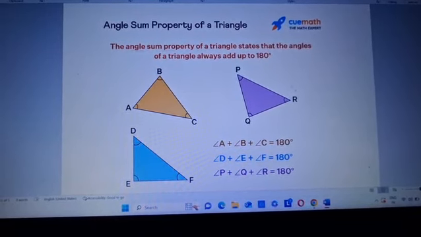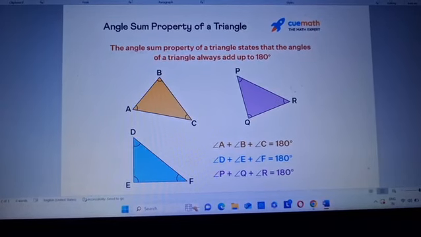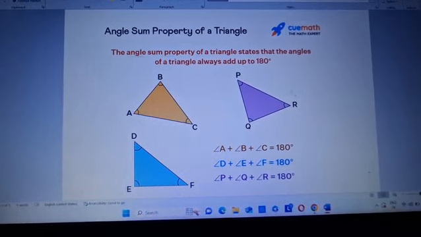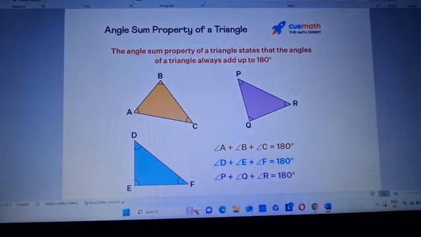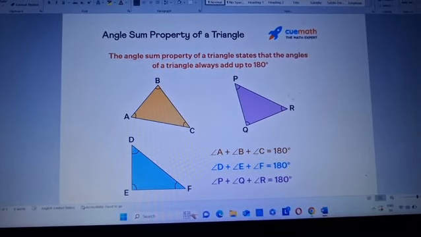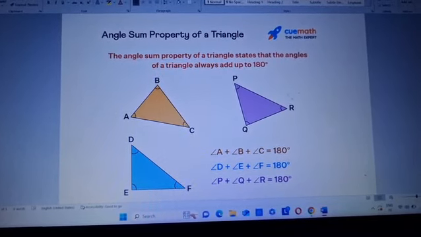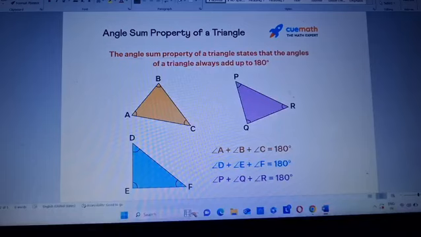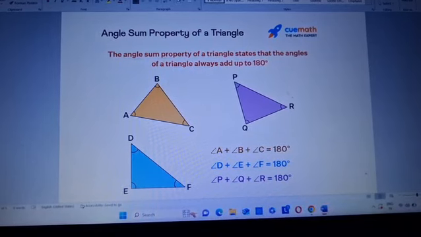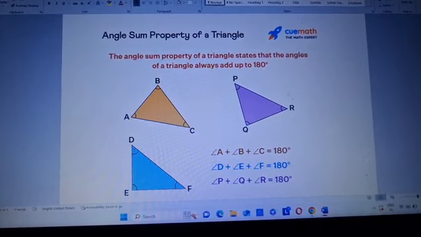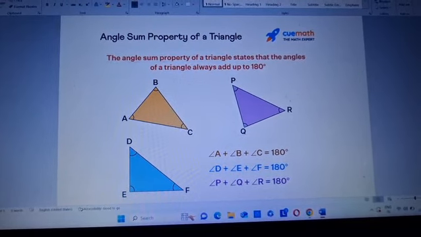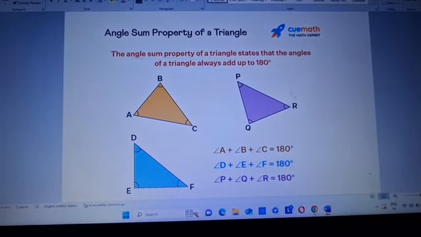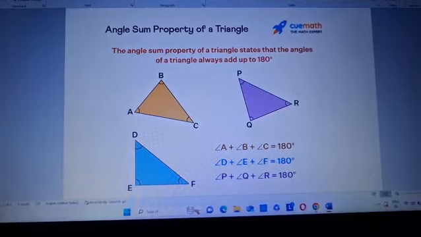You can see on the screen that triangle DEF is a right triangle. I hope that you can identify this one because just now in our class we have identified how a right triangle looks. So triangle DEF is a right triangle and the three angles of that triangle are angle D, angle E and angle F. And the sum, angle D plus angle E plus angle F, is equal to 180 degrees. So it is obvious that it satisfies the angle sum property of a triangle.